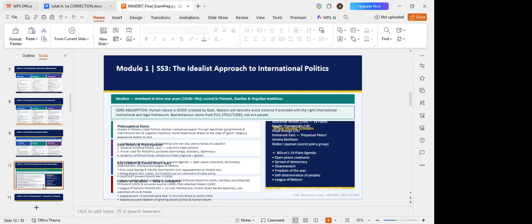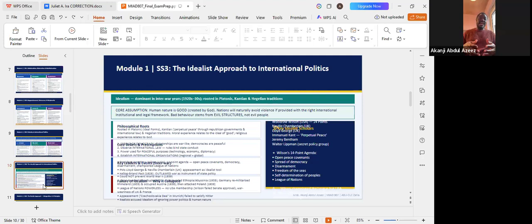Now, idealism as the first approach. We have 2 approaches to study international politics according to this module. Number 1, idealism. The second one is realism. Now, the idealism approach believes that human beings are naturally good and peaceful. Which means that to the idealists, cooperation is possible in the international system. That is, we can achieve cooperation.